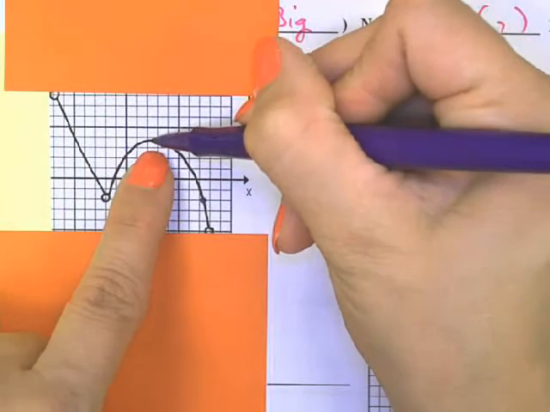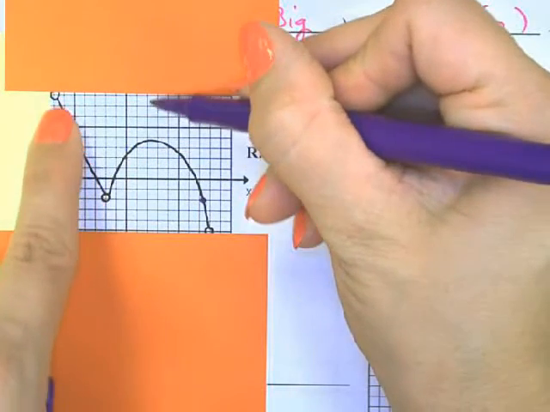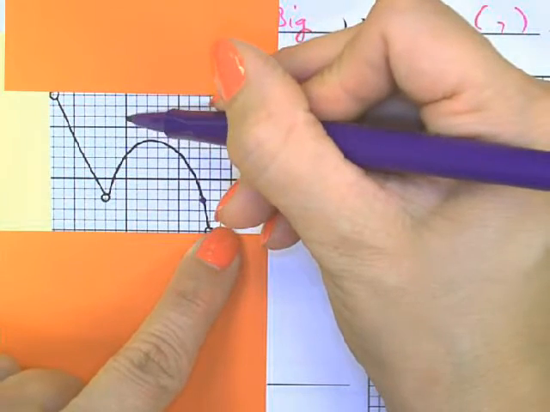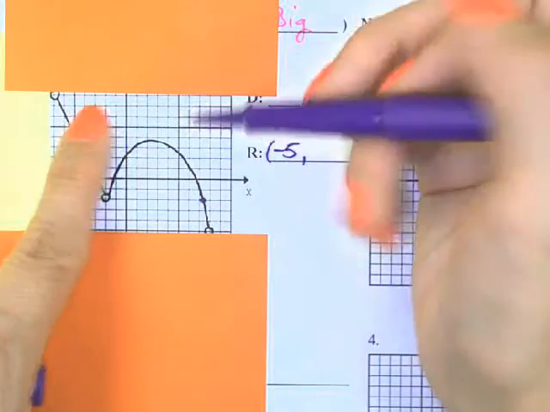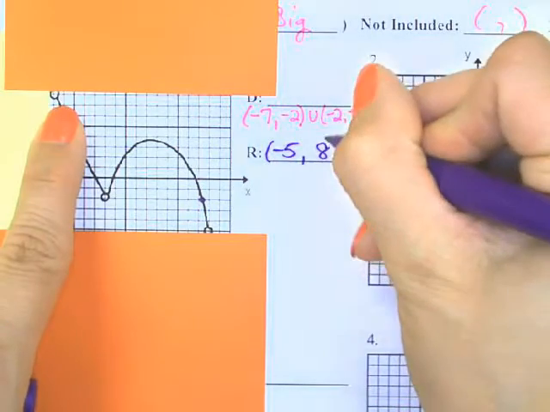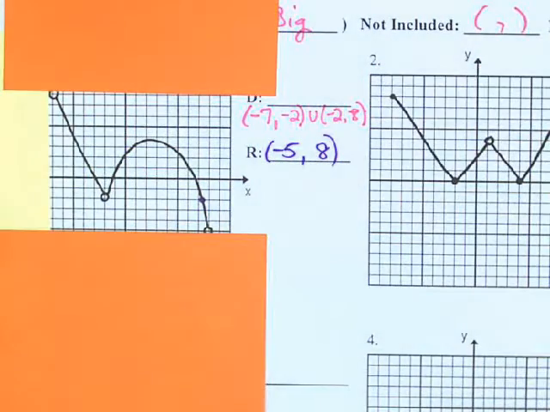Is this the highest the graph reaches? Nope. The highest the graph reaches is up here. 5, 6, 7, 8. And since that's an open bubble, I will use parentheses.